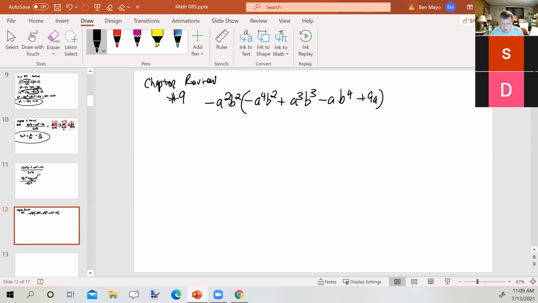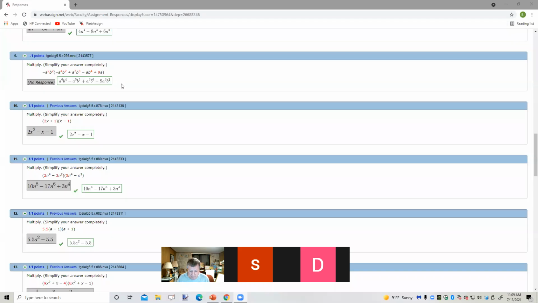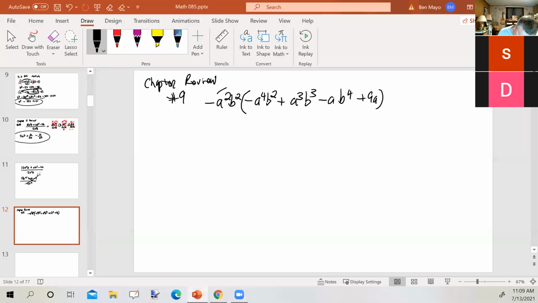All right, let's take a look at it here. Just so, here it is in WebAssign. Okay, so we've got this problem number 9. It says simplify your answer completely. So we're going to distribute. Negative times negative would be positive. A squared times a to the 4th would be a to the 6th power. B squared times b squared would be b to the 4th power.